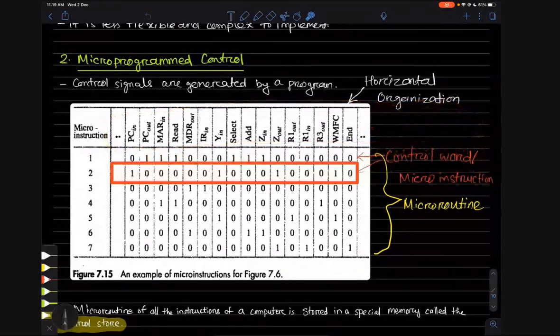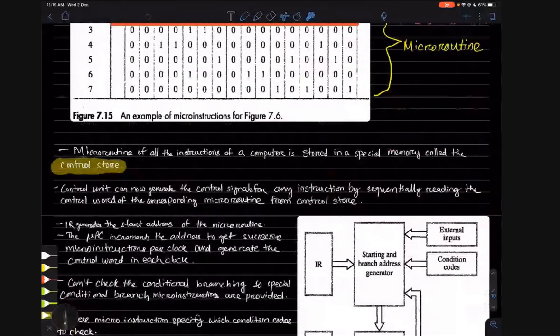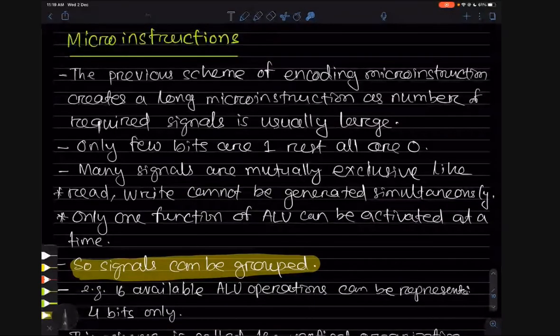Okay, so that is the disadvantage of horizontal organization. Then what will be the solution? The signals are mutually exclusive. Like read and write operation cannot be generated simultaneously, because when some operation is happening, suppose read operation is happening, the same instruction cannot generate write operation. So if read is there, then write will not be there. If write is there, then read will not be there. So they are called mutually exclusive.